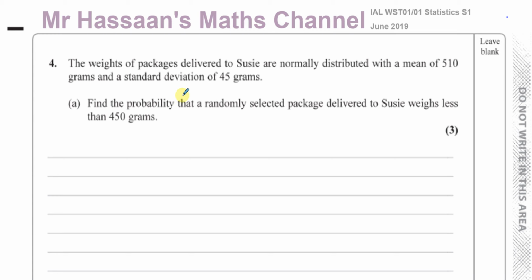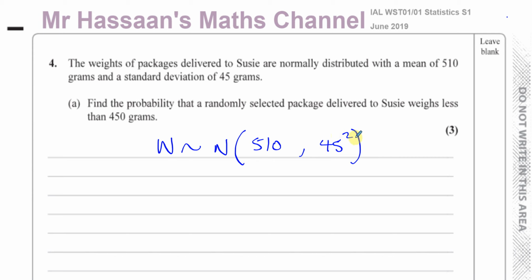Okay, so this question number 4 is about normal distribution. It says that the weights of packages delivered to Susie are normally distributed with a mean of 510 grams and a standard deviation of 45 grams. So the weights are normally distributed with a mean of 510 and a standard deviation of 45, so 45 squared. I'll just leave out the grams here. 510 is the mean and 45 is the standard deviation.